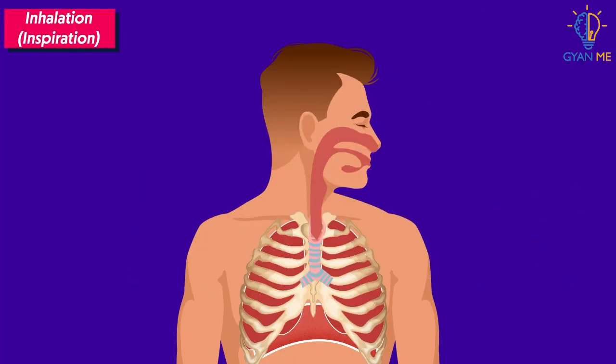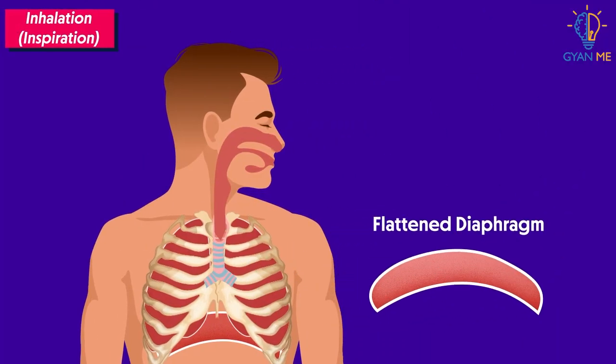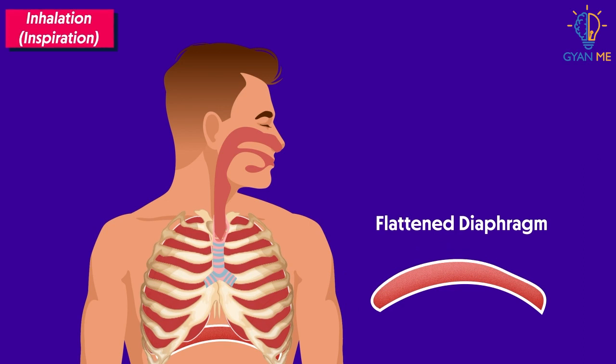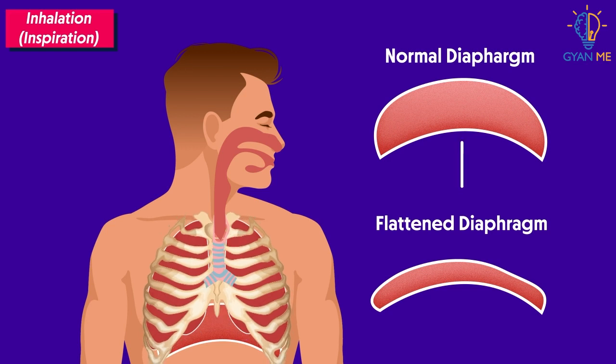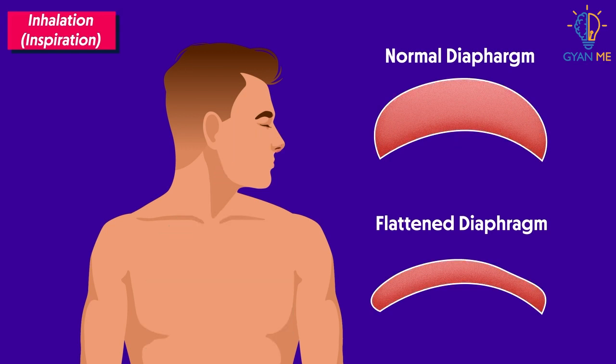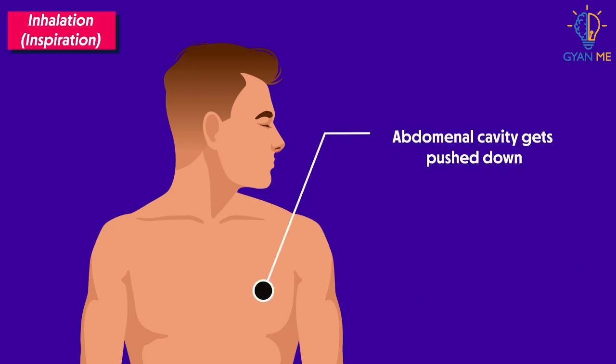Inhalation starts when the muscles of diaphragm contract and flatten in shape. Remember, we said diaphragm is dome-shaped. So from this dome shape, it flattens. This pushes the chest cavity downwards. And it expands and air enters inside.